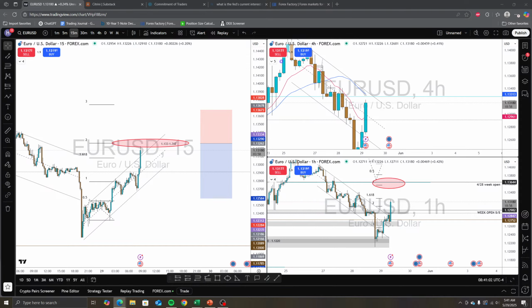Move up, touching the 4 hour. Oh, touching the upper channel, upper channel level, 20 SMA, and month open. Month open. All right.